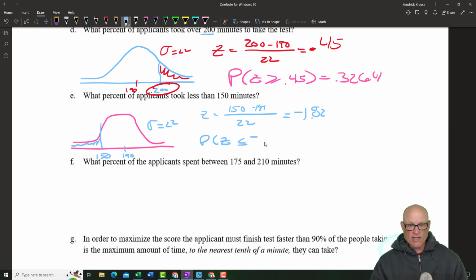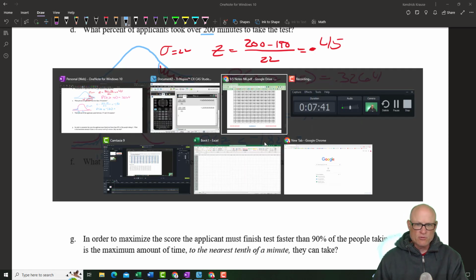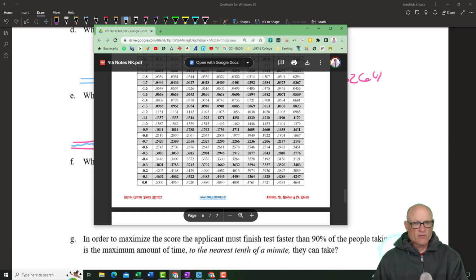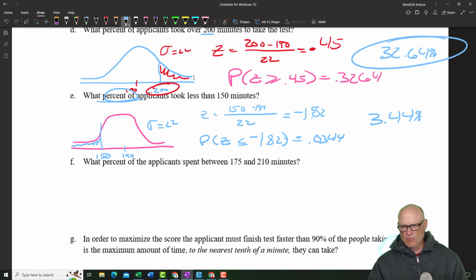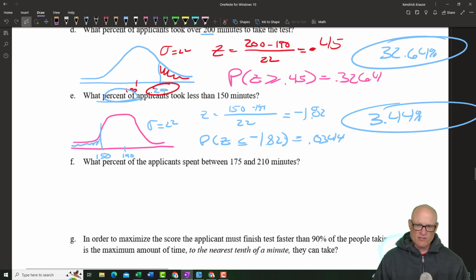So the probability that z is less than or equal to negative 1.82, because remember we want less than, I should have shaded. Negative 1.82: 1.80, 1.81, 1.82, is 0.0344. Now, if I ask percent, this answer is really 3.44%. This one is really 32.64%. I don't remember what I do on the test. I'm not going to be hypercritical on that. It'll be bolded so you know which one to do.